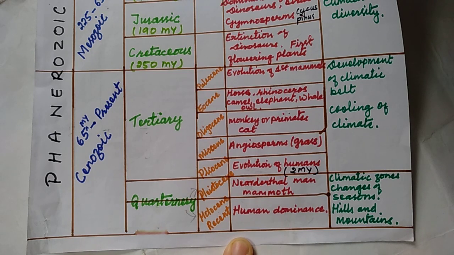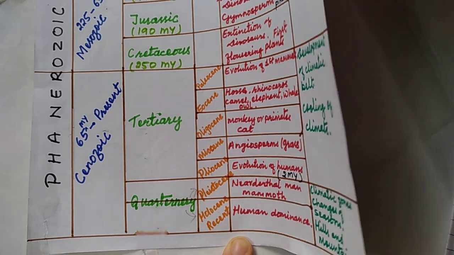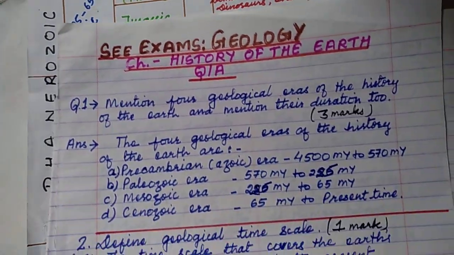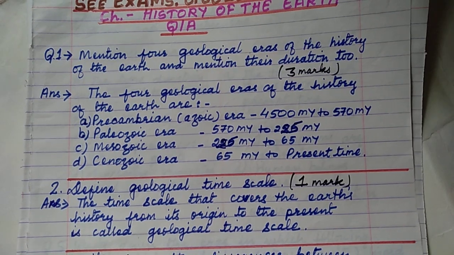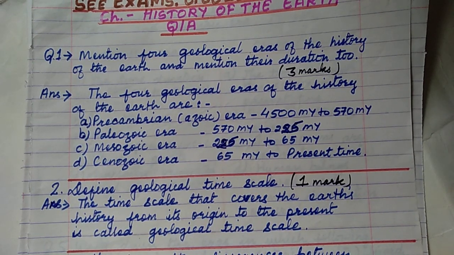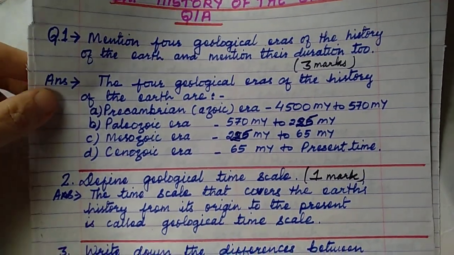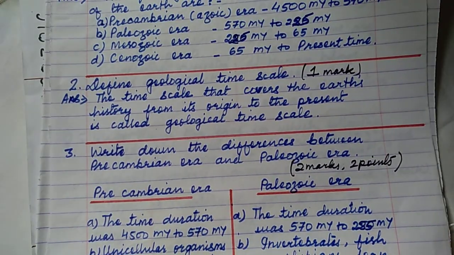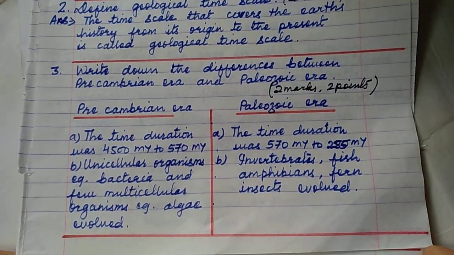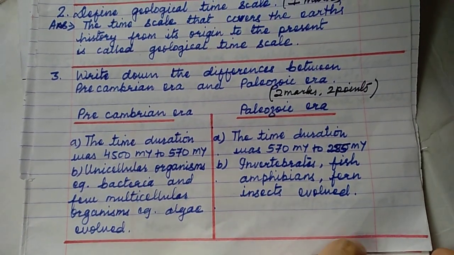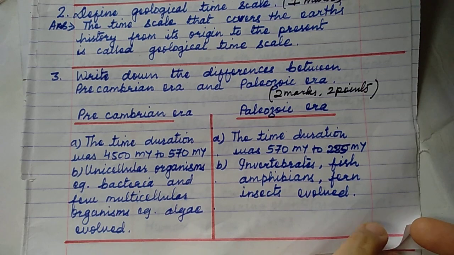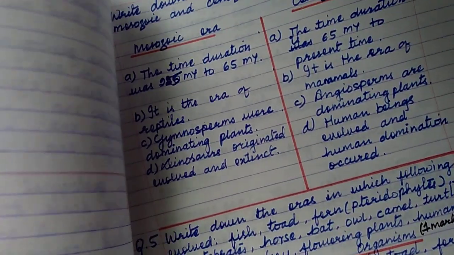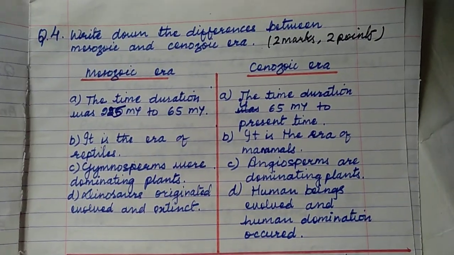Okay, now we can see a few question answers relating to this one. Okay, so these are the question answers. The 4 geological eras of the history of the earth is this one. Define geological time scale. Write down the differences between Precambrian era and Paleozoic era. These types of questions can be asked from this part. These are the common questions that you find in examination question papers.